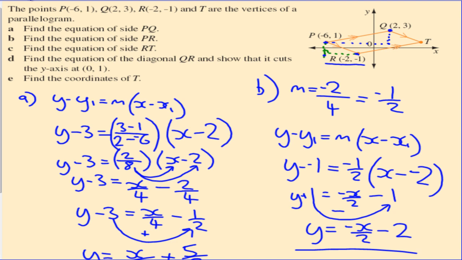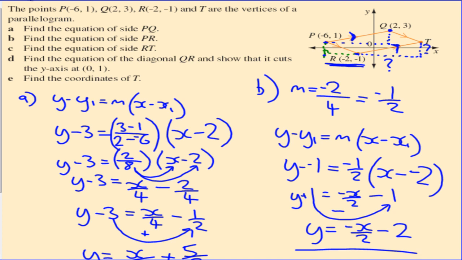Now, solving the equation of the side R to T, you could do it the same way. You could draw your little triangle on and try and work out the rise and the run, but extremely difficult to do when you don't have the coordinates. However, what you do have is the side R to T is parallel with the side P to Q. So you know the gradient straight away. It is the gradient we worked out in our part A, which came out at 1/4. And you know one point on the line R to T because you know the point R.